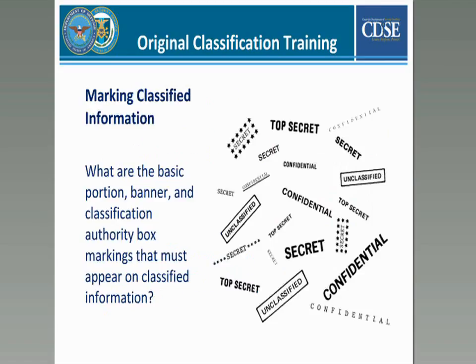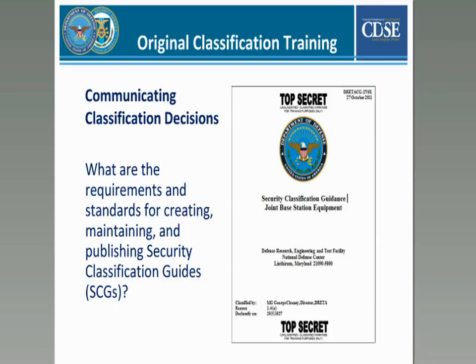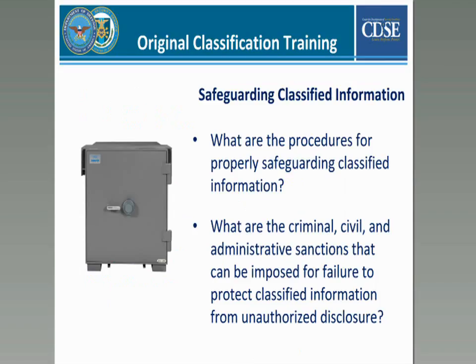OCAs must also know the basic portion, banner, and classification authority block markings that must appear on classified information. Regarding communicating classified decisions, OCAs must know the requirements and standards for creating, maintaining, and publishing security classification guides. And finally, OCAs must be aware of the procedures and sanctions related to safeguarding classified information.